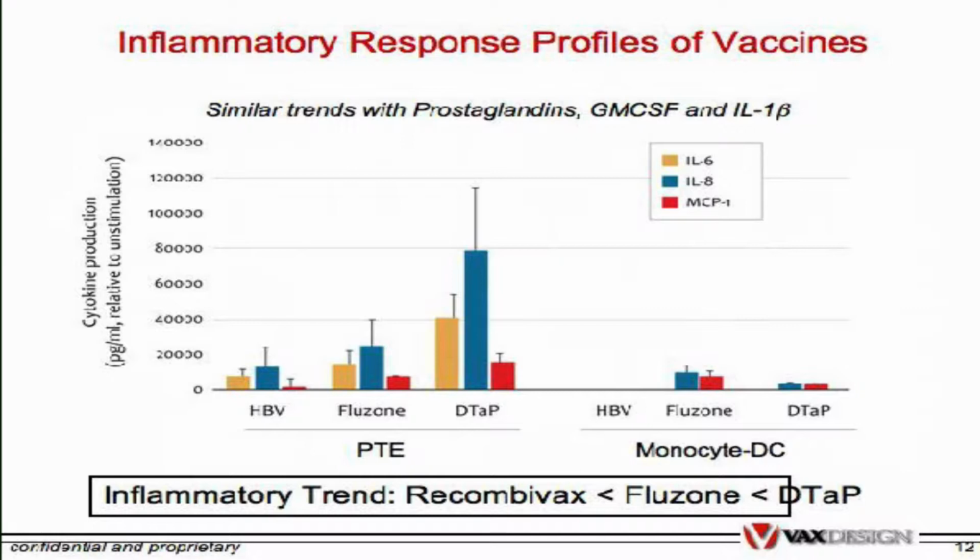DTaP being the most reactogenic because it has a lot of LPS in there, from the acellular pertussis, as well as it's a trivalent vaccine. The Fluzone, being a modified live, is a live vaccine, which in itself is more reactogenic than the very benign hepatitis B vaccine. And that is typically what is seen if you've gotten a shot lately. If you've gotten a tetanus shot, you know it hurts like a son of a gun. Whereas if you've had a hepatitis B shot, it's pretty innocuous and it's not really one to worry about.